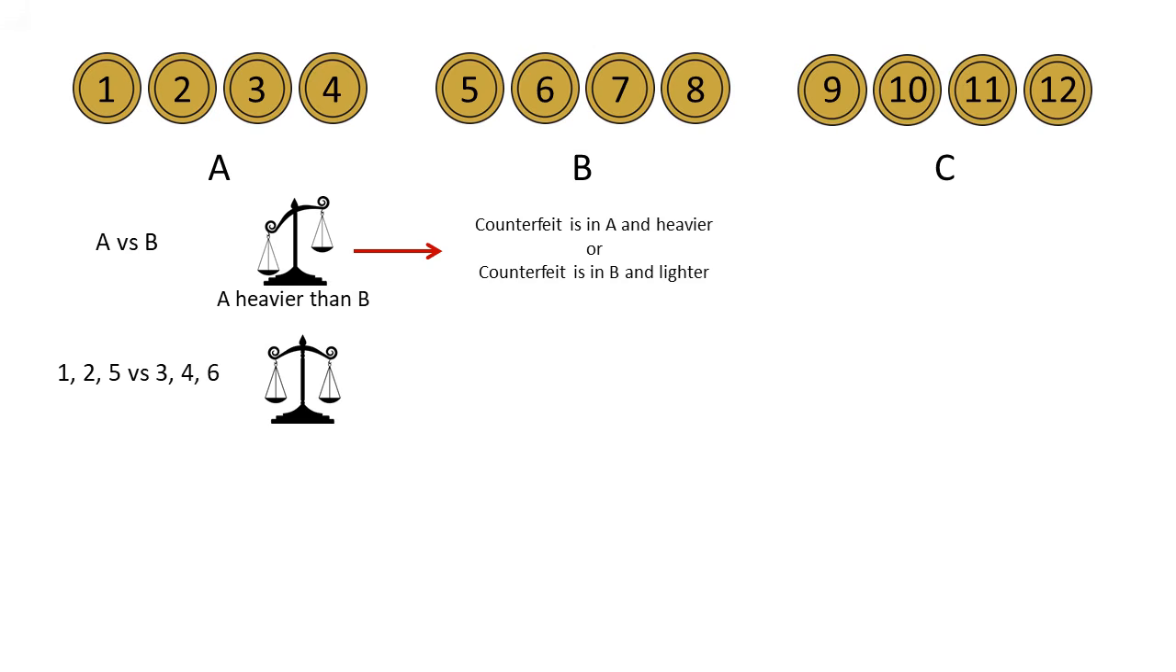If they balance, well, this is nice and easy. We now know that 1, 2, 3, 4, 5, and 6 are all genuine coins. So it must be that 7 or 8 is the counterfeit. So we're going to weigh them against each other. Now, as 7 and 8 are in group B, we know that the counterfeit must be lighter. So the lighter coin out of 7 or 8 must be the counterfeit.